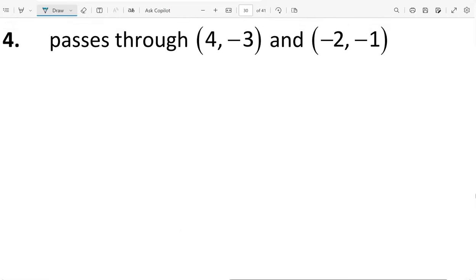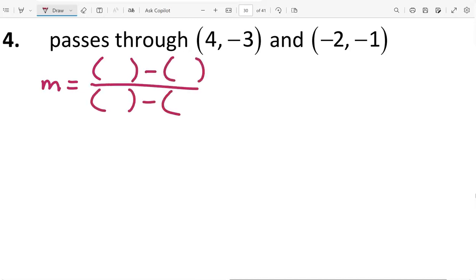For number 4, we are writing the equation of a line that passes through 4, negative 3 and negative 2, negative 1. We have 2 points this time, but we don't have the slope. Luckily, we can compute the slope. The slope is the change in y divided by the change in x, and on the top of the fraction we'll subtract the y coordinates. Remember that the y coordinates are the second numbers in each ordered pair. And then on the bottom we're going to subtract the x coordinates, and we need to subtract them in that same order.